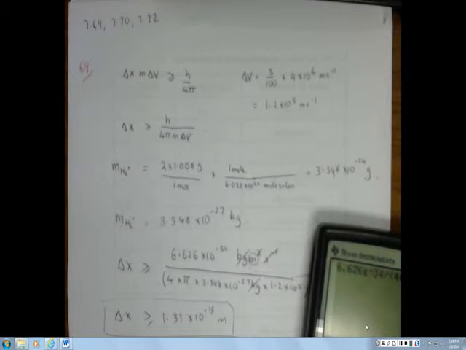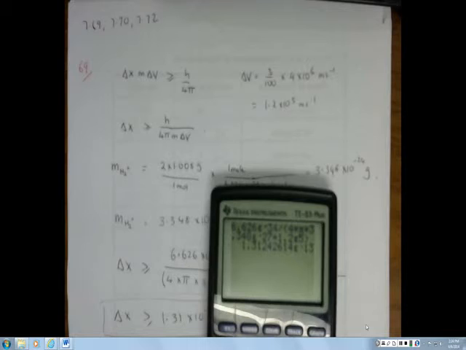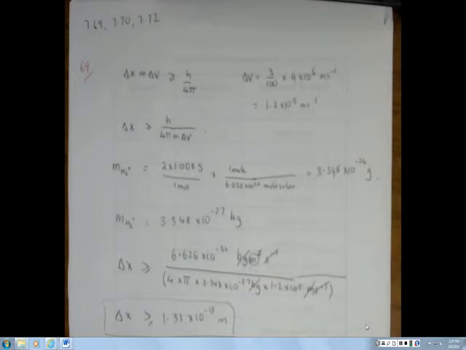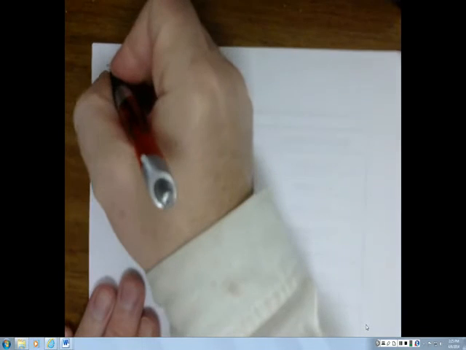4 times pi times 3.348 minus 27 times 1.2 e to the 5, close the parentheses. Nope, I got the same answer the second time. I'm feeling happy about that one. Okay, so that was 69. Not too bad. They're all done kind of the same way. Alright, 70.